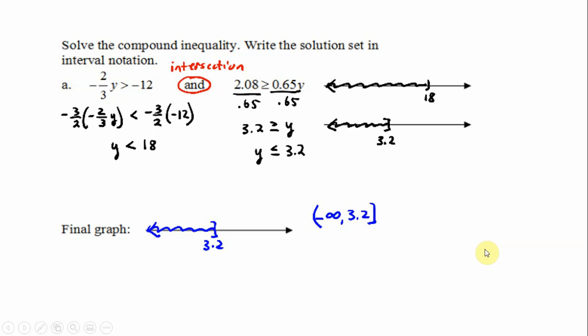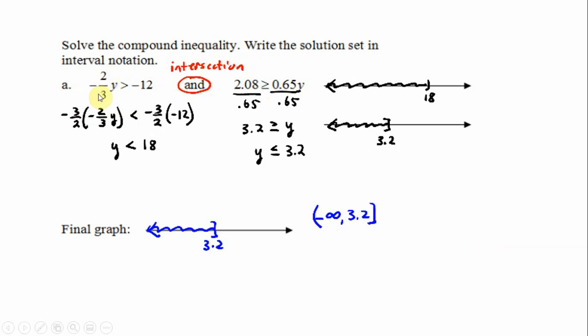So let's take a look at one. Solve this. Negative 2/3 y bigger than negative 12, and the "and" is the intersection. We've looked at that earlier. 2.08 greater than or equal to 0.65 y. So I'm going to solve this for y.